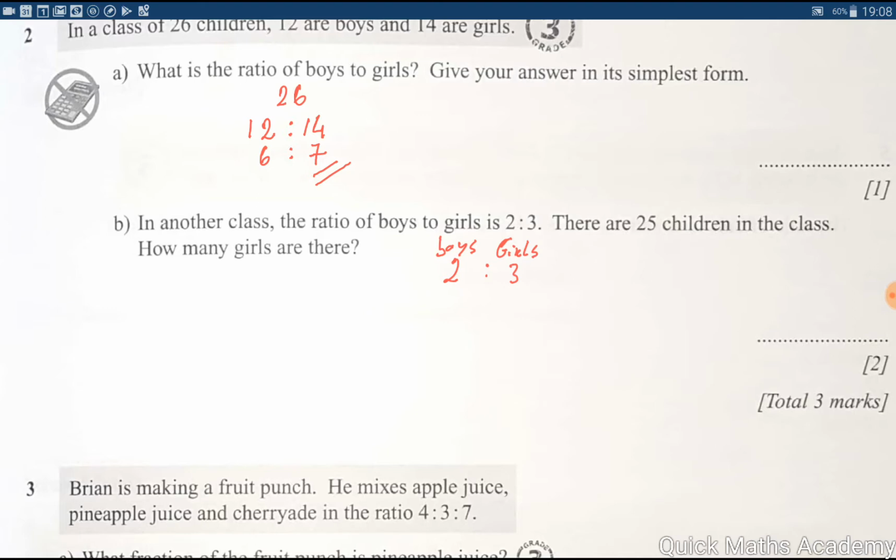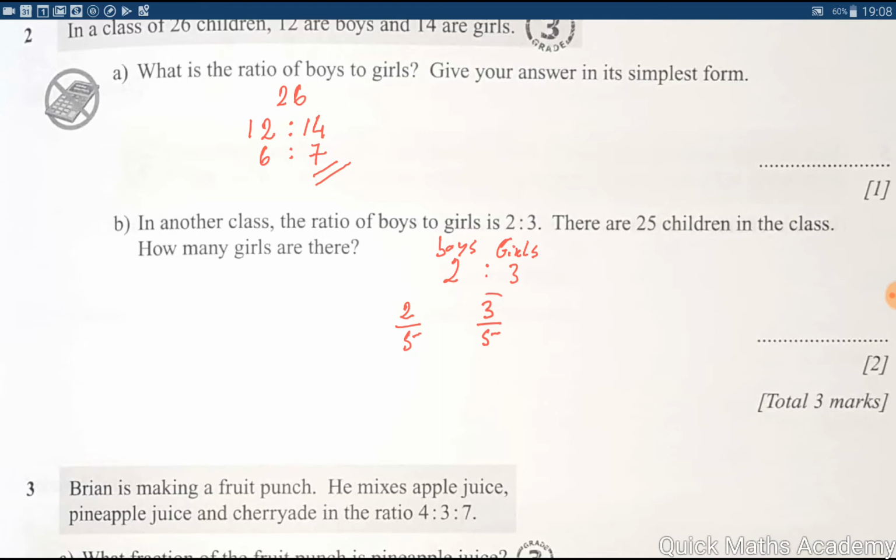That means that 2 in each 5 are boys, and 3 in each 5 are girls, because the 2 can add to the 3 and gives you the total. So 2 in each 5 are boys, 3 in each 5 are girls. There are 25 children in the class. How many girls are there?